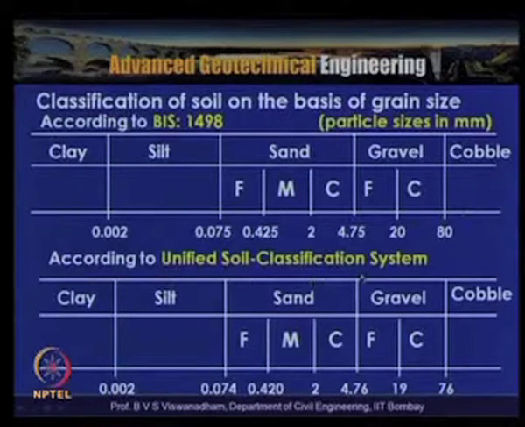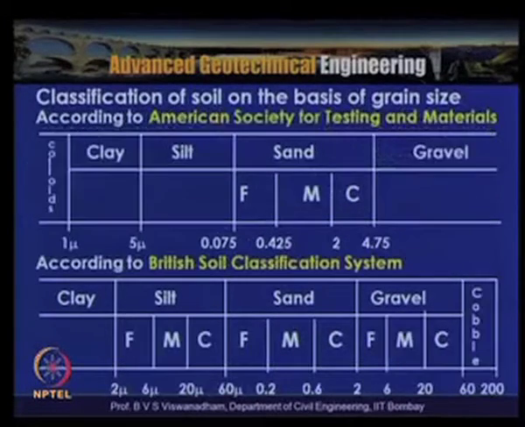According to the unified soil classification system, which we are going to discuss at length, more or less the division is identical, where the gravel particles which can occur in the soil which are more than 19 mm are called bulk size particles, and the classification shown here resembles almost equivalent to the BIS 1498.